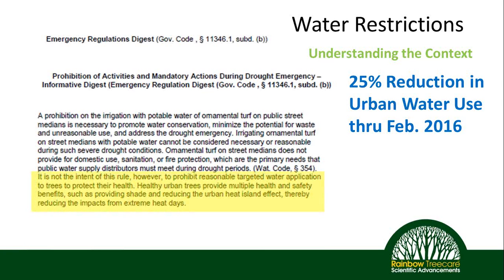So if we pull this out a little bit, they explicitly state, it is not the intent of this rule, however, to prohibit reasonable targeted water application to trees to protect their health. Healthy urban trees provide multiple health and safety benefits, such as providing shade and reducing the urban heat island effect, thereby reducing the impacts of extreme heat days. That is an important distinction, that trees are an important part of the landscape. However, what you'll see is not included in there are guidelines of, well, if I need to reduce my water usage, what are some strategies I should employ to get to that without compromising the health of my trees? And we'll dig into that a little bit.